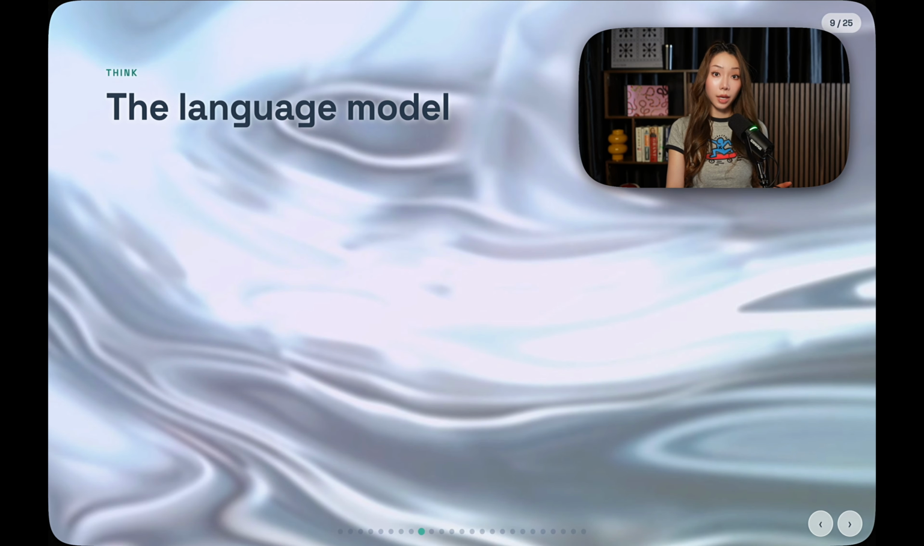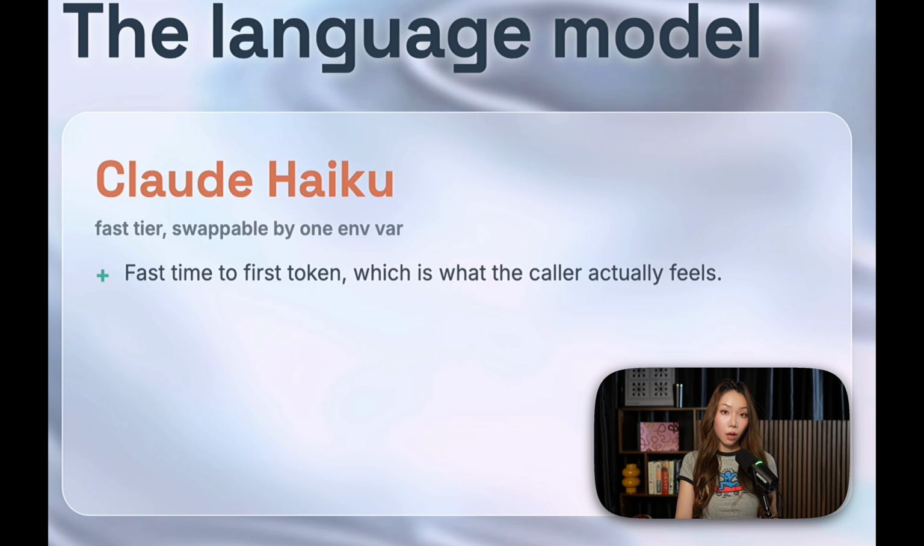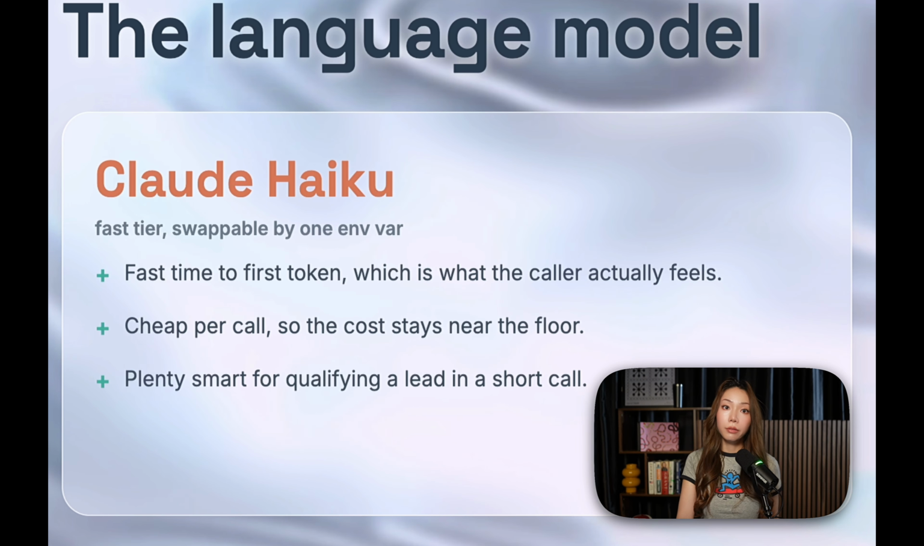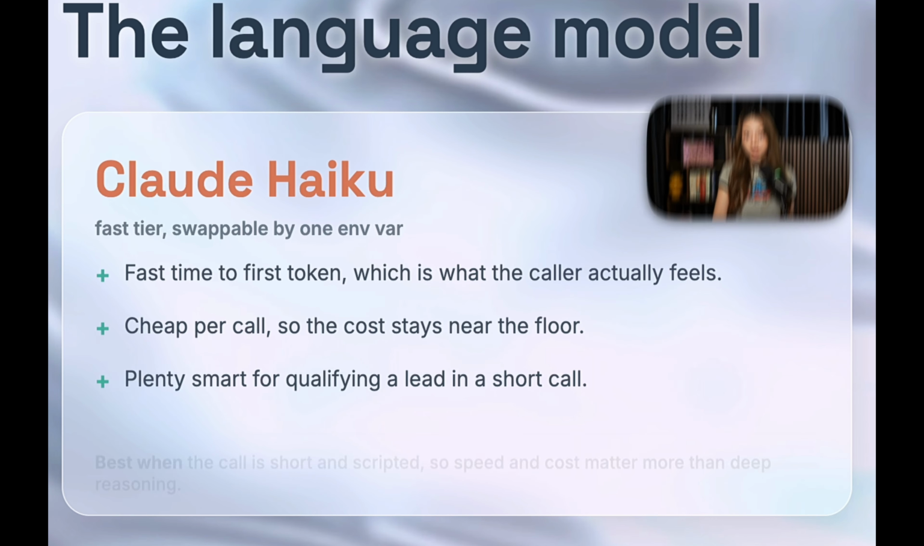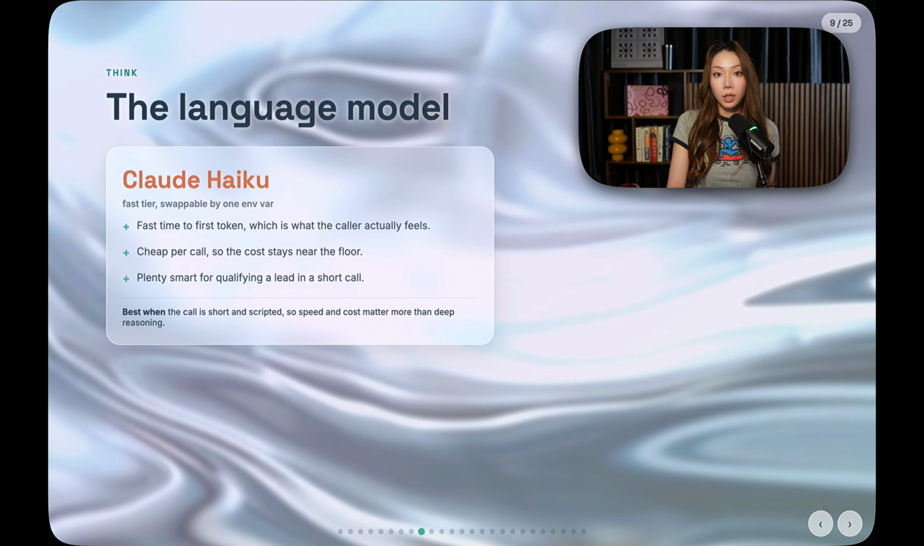Second job, thinking. This is the language model, and it's the part people swap the most. I'm using Claude Haiku. It's fast to start talking, which is what the caller actually feels. It's cheap, and it's smart enough to qualify a lead in a short call. It's the best pick when the call is short and scripted, where speed beats deep reasoning.